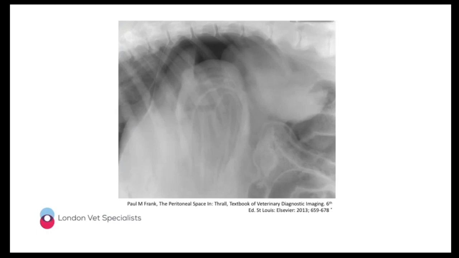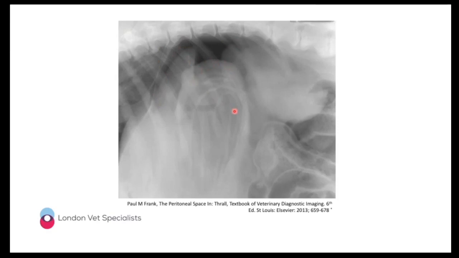And this is what it tends to look like. So this is a lateral radiograph of a dog's abdomen immediately after a laparotomy. And we can see that the gas has accumulated in the cranial dorsal abdomen, and we've got an increase in contrast, which is nicely outlining the margins of the diaphragmatic crura, the edges of the liver, and also the edges of the kidneys.